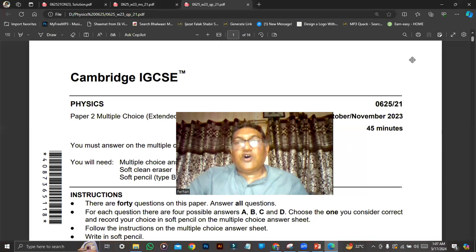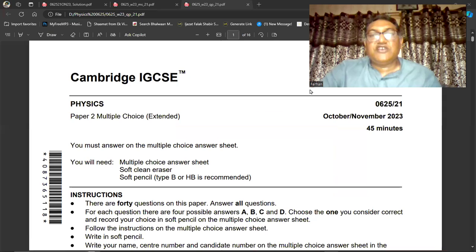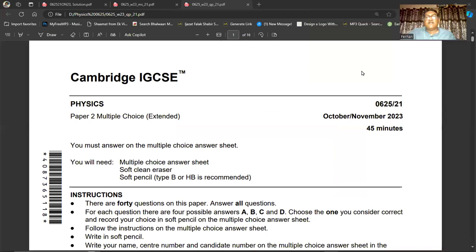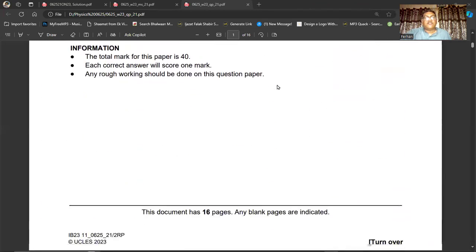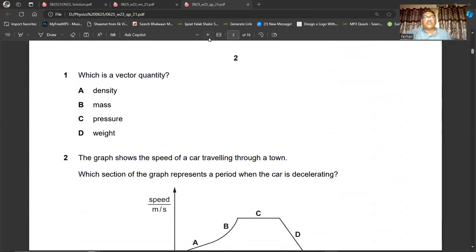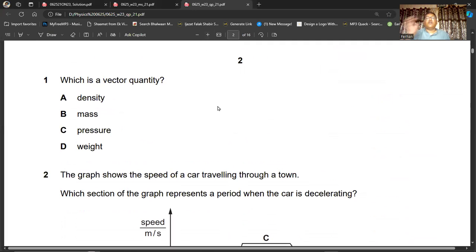Okay, so on your screen, that paper is showing up. This is October-November 2023 2-1. This is the standard physics of the Cambridge IGCSE, 0625/21. The time allowed is 45 minutes. So here we go. The first question is showing up on your screen.